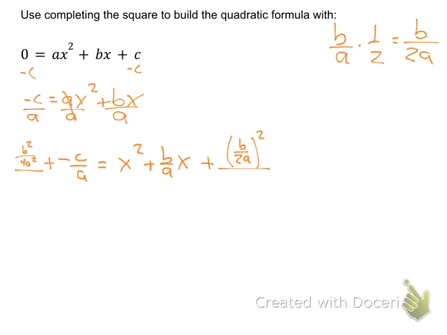Next up in our process was factor one side, simplify the other. Hey, there was a really good reason why I left it like this, because when I go to factor that right-hand side, I know the answer is going to be x plus b over 2a. But now I have to simplify the left-hand side.